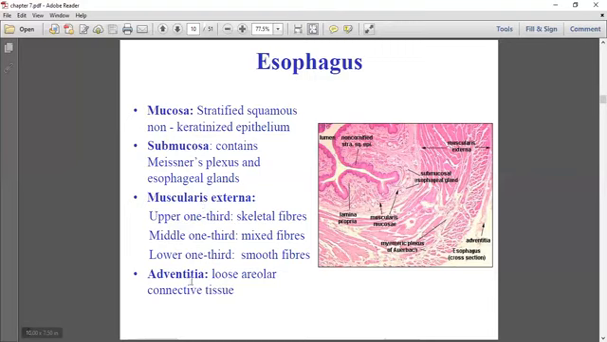The outermost layer, adventitia, is mainly loose connective tissue. Which type of loose? Areolar connective tissue. No serosa.